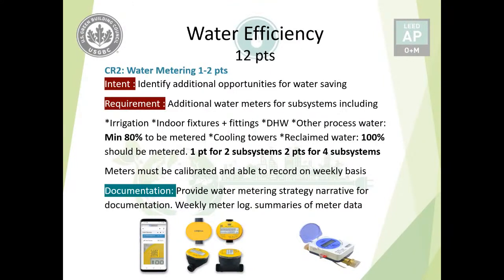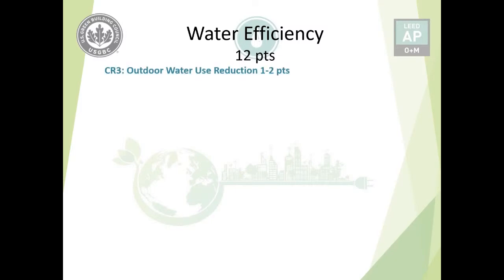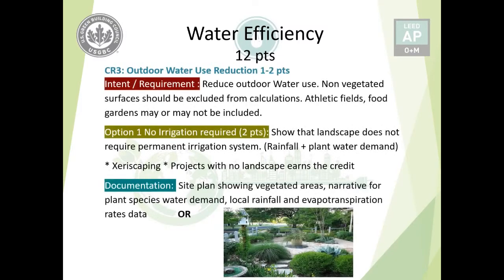So for the documentation, provide a water metering strategy narrative for the submission, and weekly meter log summaries of meter data. You can submit the other summaries, but a weekly summary will show that the meter is able to record the readings on a weekly basis. Credit number three is outdoor water use reduction for 1 to 2 points maximum, and the intent is to reduce water use.